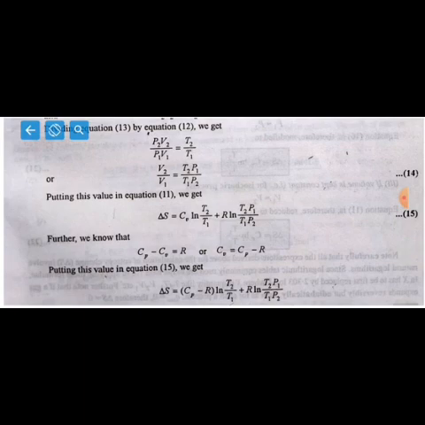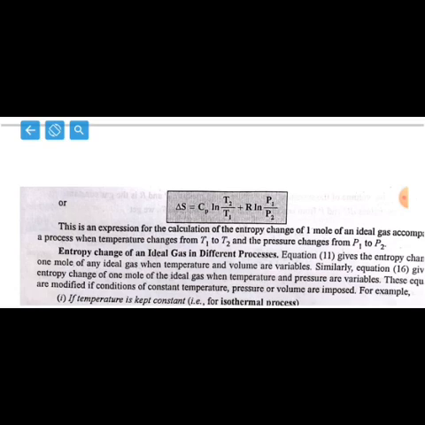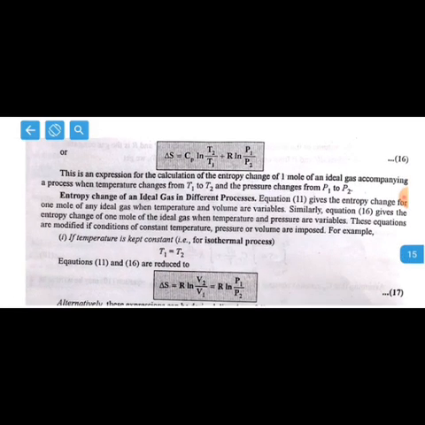Putting this value in equation 11, we get delta S is equal to Cv ln of T2 by T1 plus R ln of T2 P1 divided by T1 P2. Further, we know that Cp minus Cv is equal to R, or Cv is equal to Cp minus R. Putting this value in equation 15, we get delta S is equal to Cp minus R into ln of T2 by T1 plus R ln of T2 P1 divided by T1 P2, which is equal to Cp ln of T2 by T1 minus R ln of T2 by T1 plus R ln of T2 by T1 plus R ln of P1 by P2, or delta S is equal to Cp ln of T2 by T1 plus R ln of P1 by P2. This is an expression for the calculation of the entropy change of 1 mole of the ideal gas accompanying a process when temperature changes from T1 to T2 and the pressure changes from P1 to P2.